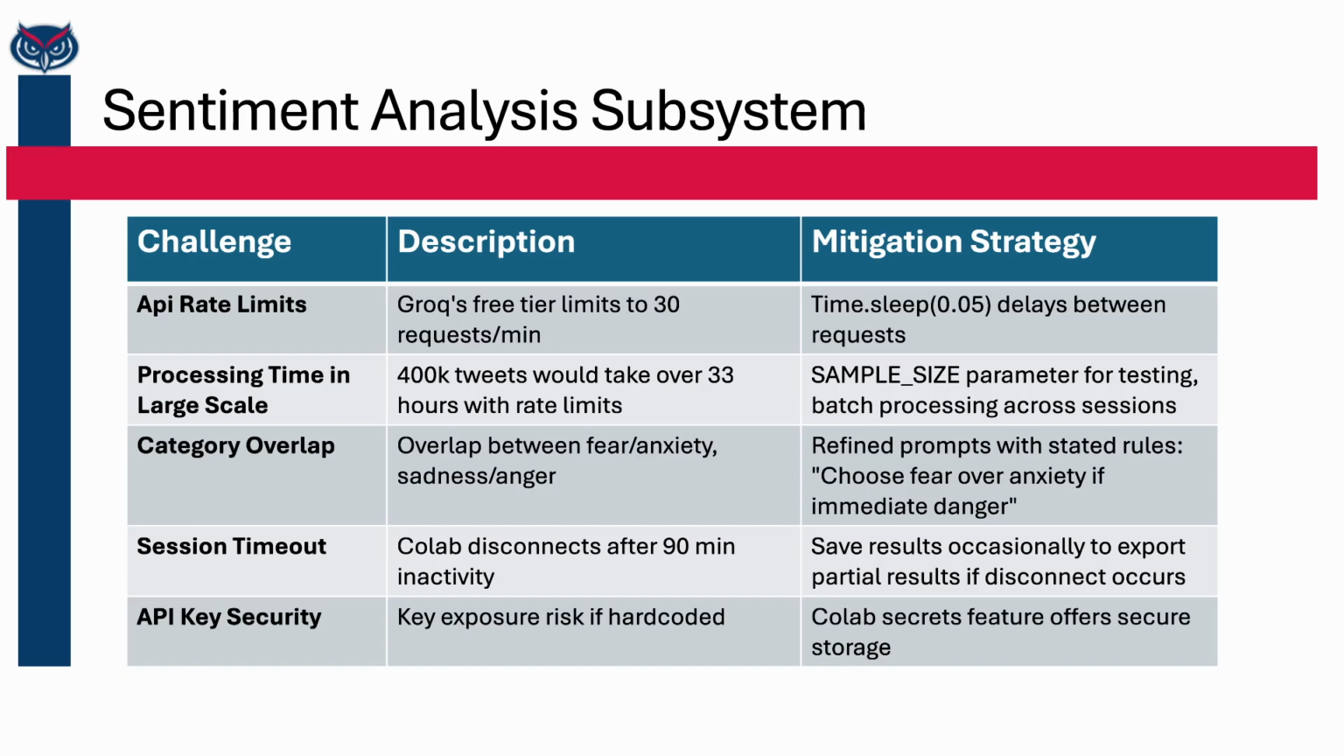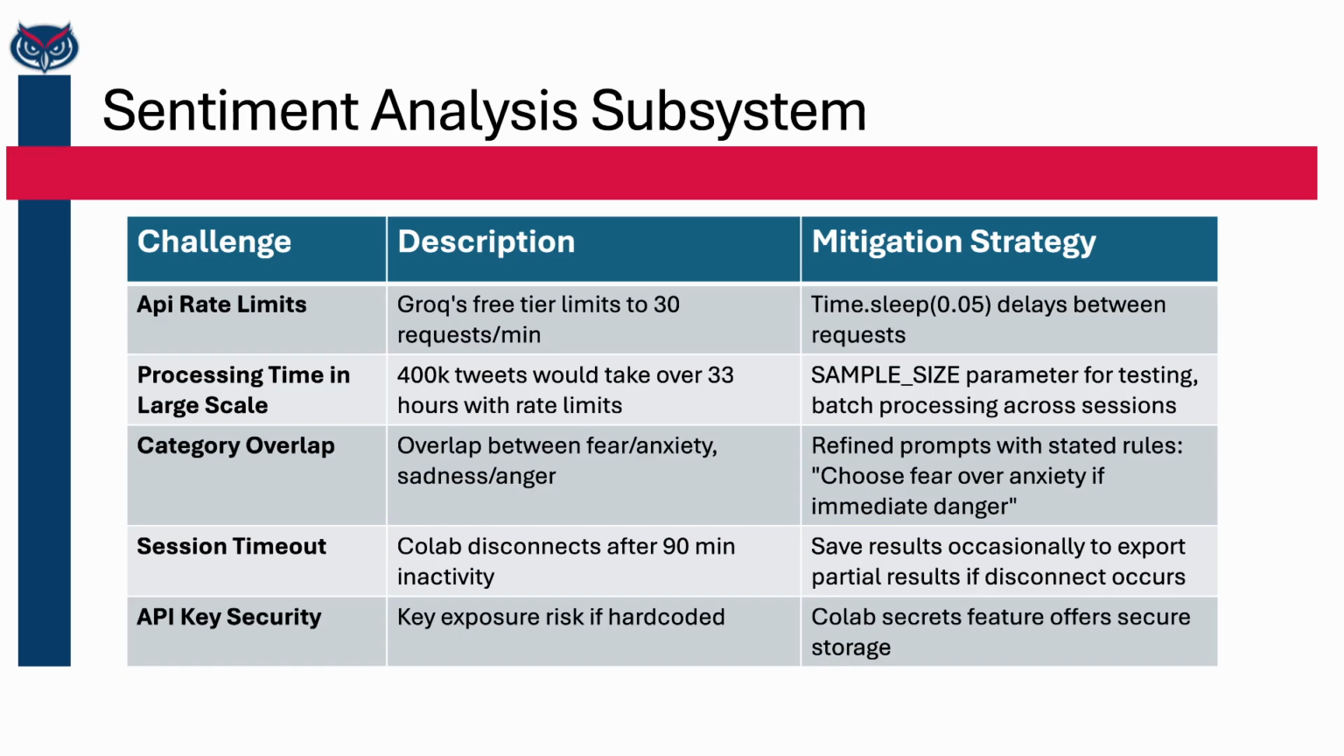There were several challenges we needed to overcome, and some we still need to figure out. The Grok API enforces rate limits, so we inserted small delays between requests. However, this causes the analysis to take longer. Processing large datasets can already take hours, so we allow sampling and batching, but speed is still a main concern.